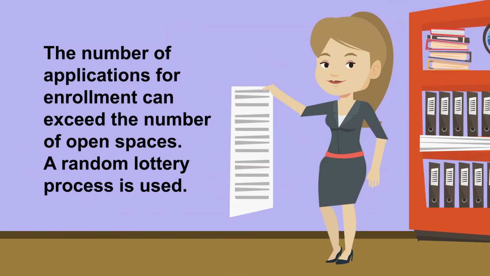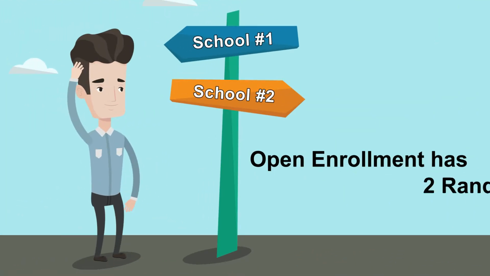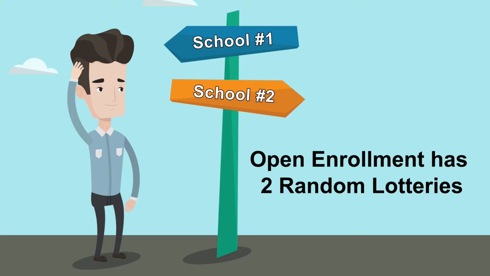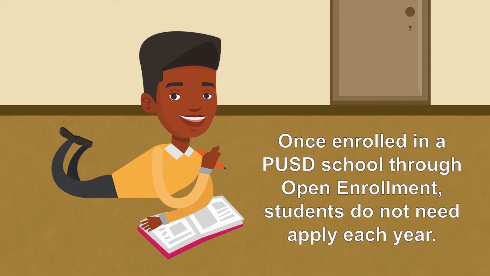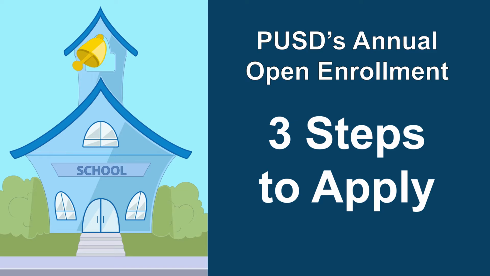Sometimes the number of applications exceeds the number of open spaces, so a random lottery process is used. Open enrollment has 2 random lotteries to ensure that families have a better chance of getting their top choices. Once enrolled in a PUSD school through open enrollment, students do not need to apply each year. There are 3 steps to applying through PUSD's annual open enrollment.